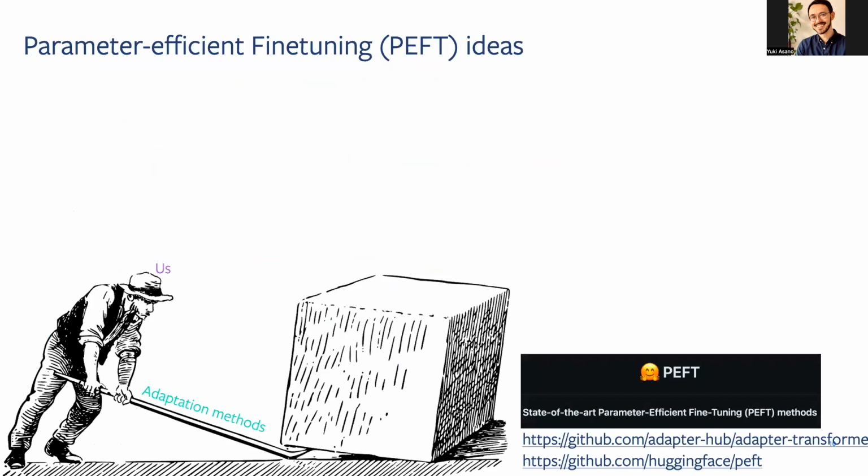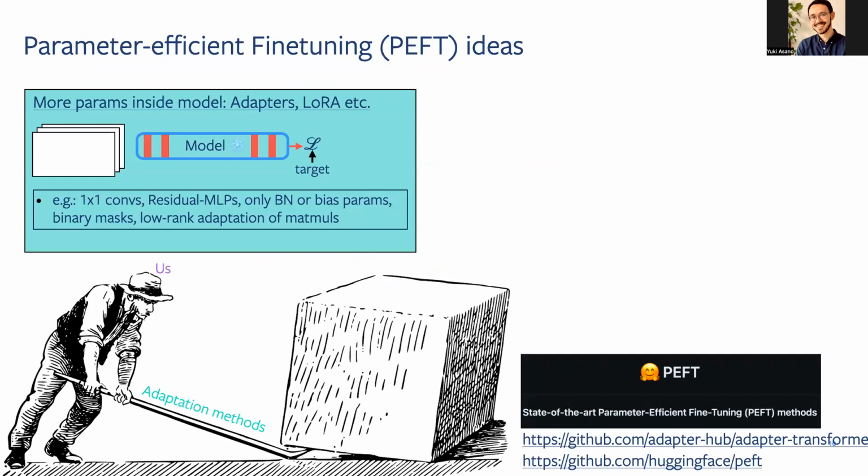But now there's this whole idea of parameter-efficient fine-tuning methods. So basically, if this huge block is your model, you want something that gives you a lot of leverage. And so here, ever since the first works on adapters, there have been a lot of works that show you just need a tiny amount of parameters to actually steer the behavior of these models. This could be in tiny one-by-one convolutions inserted into the models or residual MLPs, only fine-tuning batch norm or bias parameters, learning masks, and very popularly recently, especially in NLP, is the low-rank adaptation of matrix multipliers, especially with transformers.